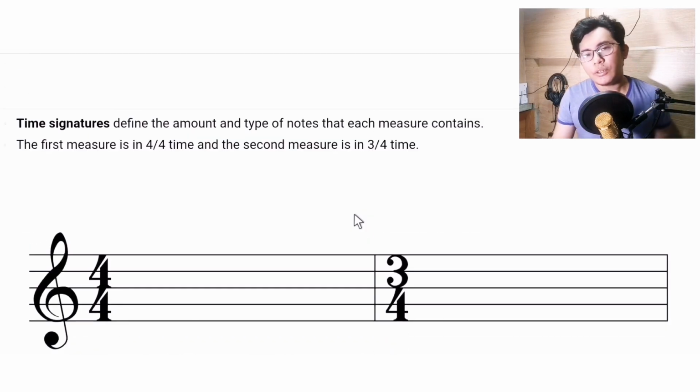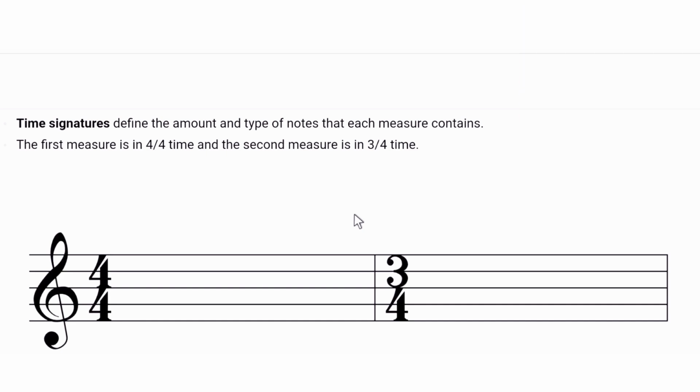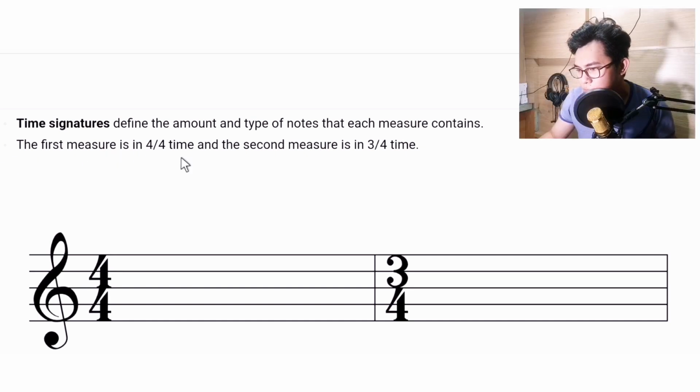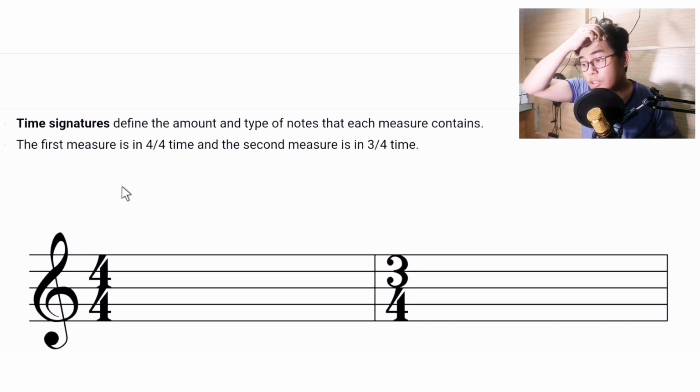So ito yung reason kung bakit meron tayong bar lines and measures sa music. It's because of time signatures. Time signatures define the amount and type of notes that each measure contains. The first measure is in 4/4 time and the second measure is in 3/4 time. So time signatures define the amount and type of notes that each measure contains.